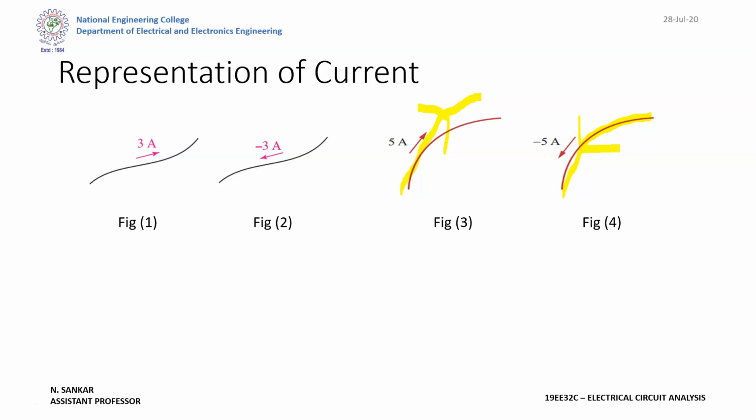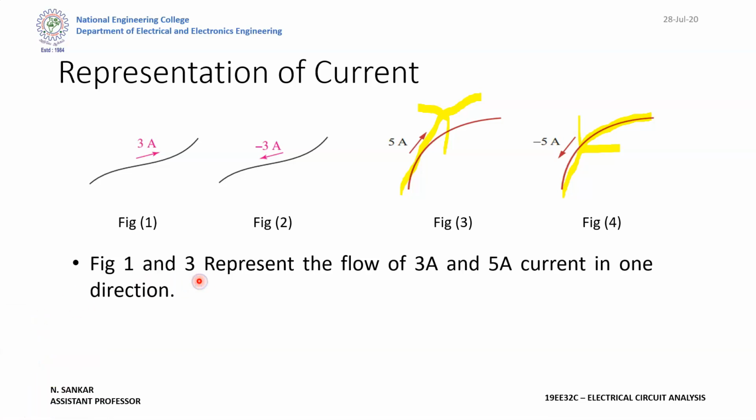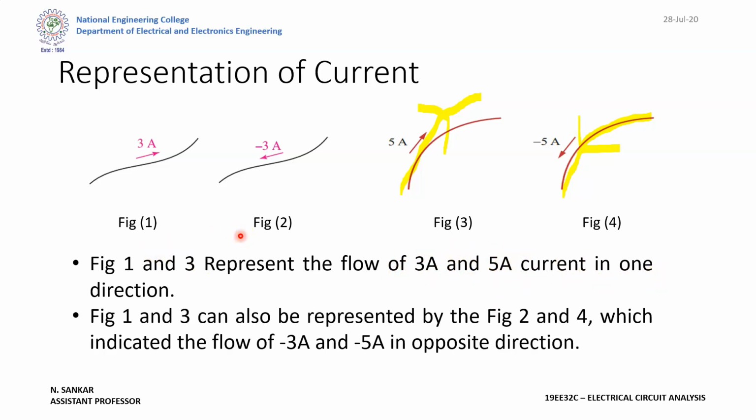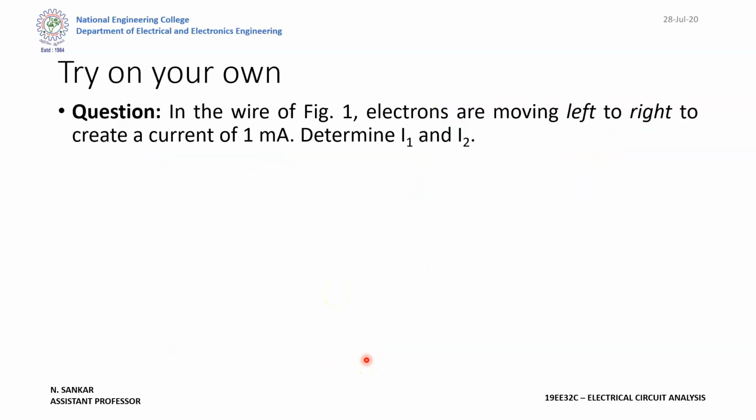So that's why in our previous slide I told you current has both numerical value and direction. Figure 1 and 3 represent the flow of 3 ampere and 5 ampere current in one direction. The same current was represented in figure 2 and 4, in which it indicates the opposite direction, that is minus 3 and minus 5 ampere. Now, an example to try on your own.